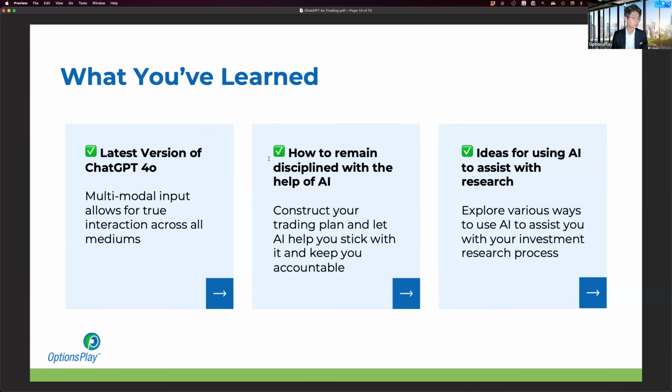And hopefully, showing you some ways that you can explore using API to improve your research process, no matter whether you're a fundamental-oriented investor or technical-oriented investor. How you can use ChatGPT to potentially help you find information and analyze that information so that you can get the investment analysis that you are looking for. So a lot that we covered here today.